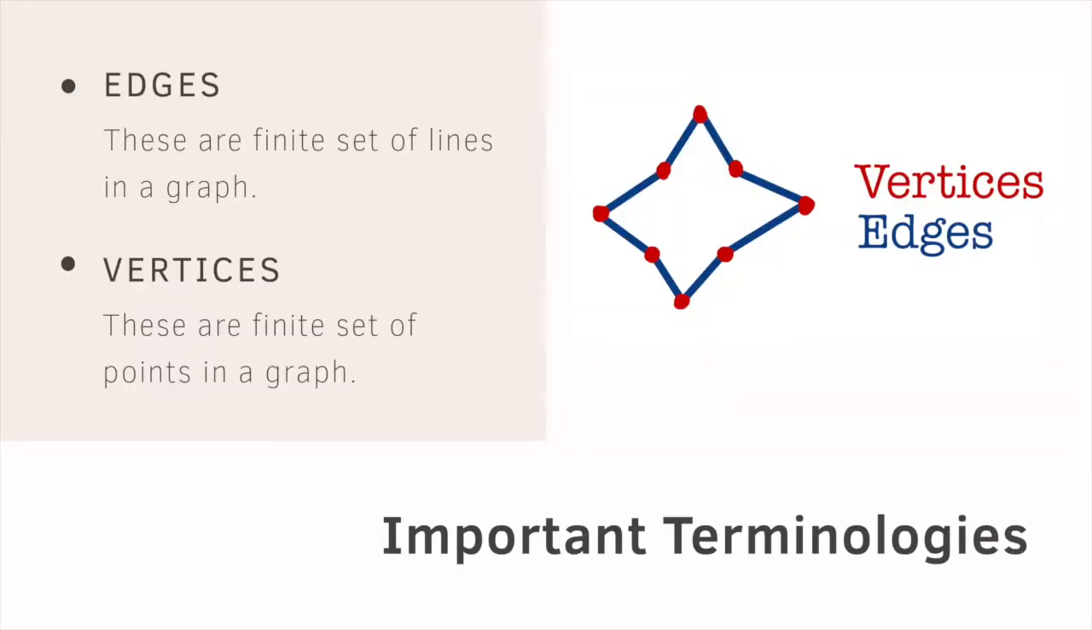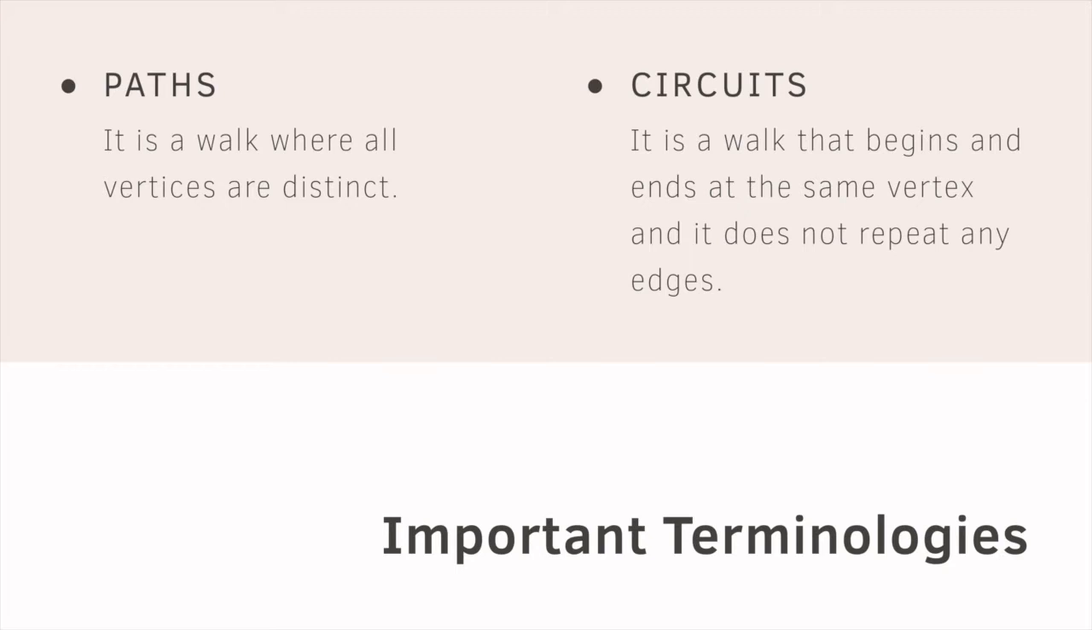In graphing, there are two important terms, which are edges and vertices. Edges are finite set of lines in a graph, while vertices are finite set of points in a graph. Other definitions that are also important are paths and circuits. A path is defined as a walk where all vertices are distinct, while a circuit pertains to a walk that begins and ends at the same vertex, and it does not need to repeat any edges.